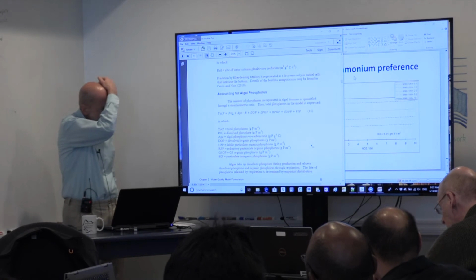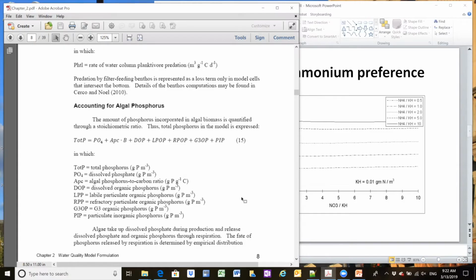Okay, well, more stuff. Algae are quantified as carbon. So many grams of carbon per cubic meter, that's our algal biomass. Now, algae are not only made of carbon, among their other constituents are nitrogen and phosphorus. And in our model, we do very careful accountings of nitrogen and phosphorus. So how do we account for the phosphorus that's bound up in the algae?